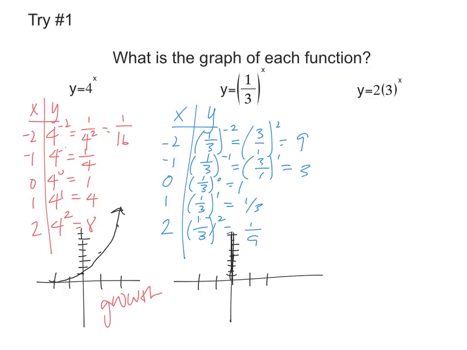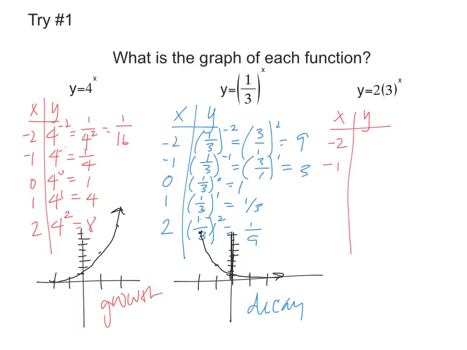Okay, that's negative 2 and 1/9, which is way up here. Negative 1 and 1/3 is here. 0 and 1 is about there. 1 and 1/3 is about here. And then a 9th is barely off. So this one's going to kind of flow like that. And again, this is an example of decay.